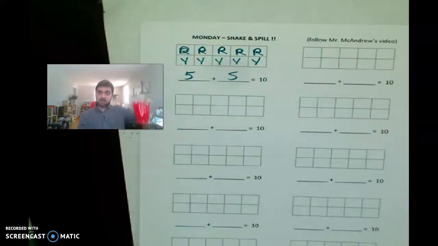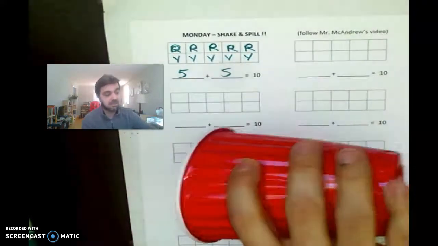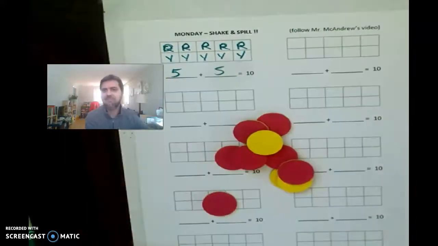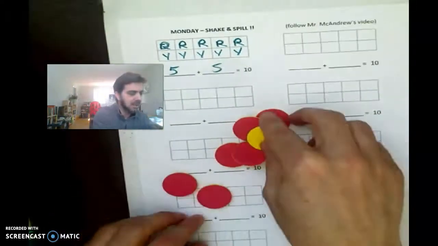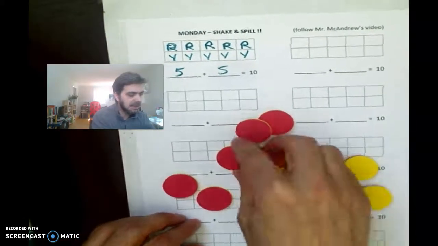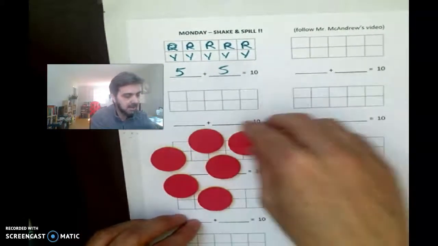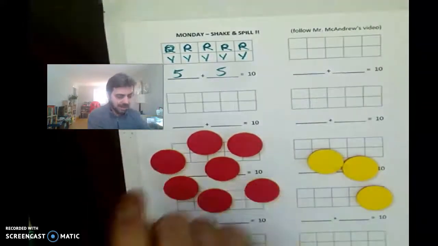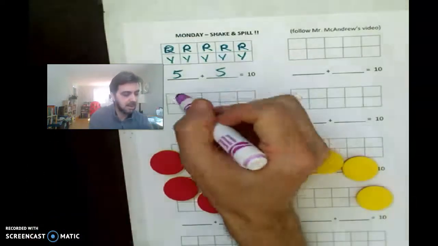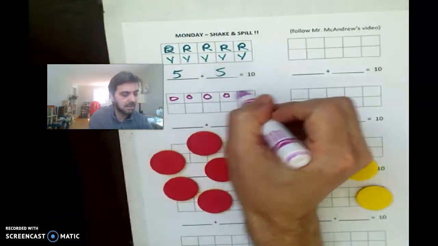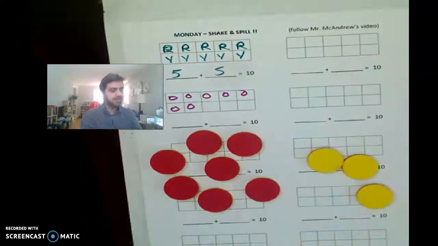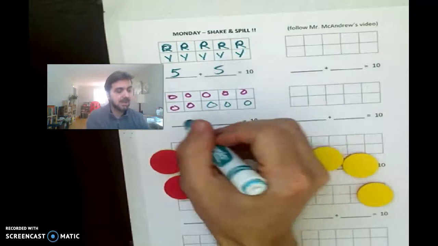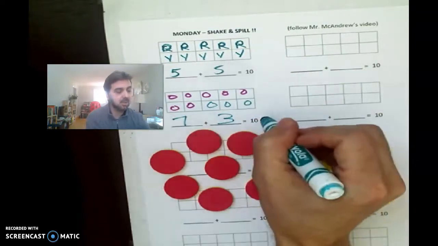All right, so I'm going to take it. I'm going to go shake, shake, shake, shake, shake, shake. And I'm going to spill them out. Watch me get 5 and 5 again. Would you believe it? All right, I don't think I am, though. It looks like I'm going to get 7 reds, maybe. Let's see. I have 1, 2, 3, 4, 5, 6, 7 reds. Okay, so I'm going to draw 7 reds. And I have 3 yellows, which I'll do in my other color. And I can see that 7 plus 3 equals 10.